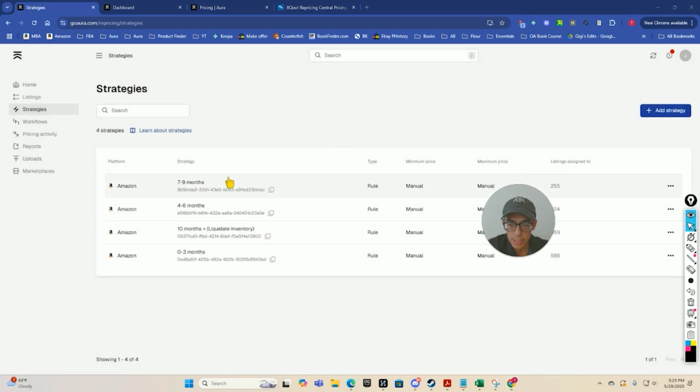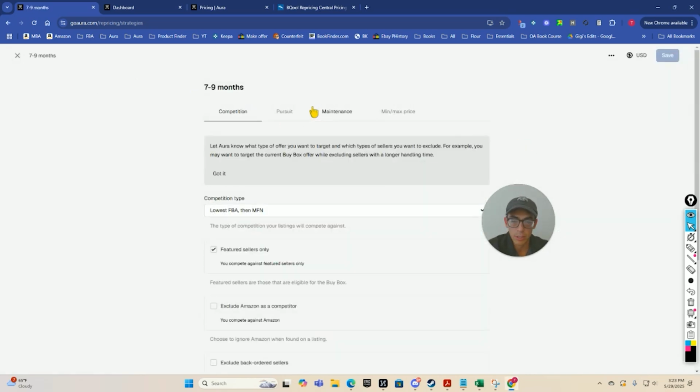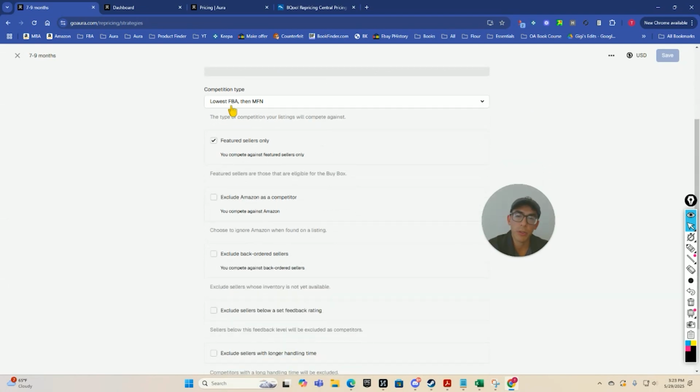Now we're going to go to the 7 to 9 months. Same process. You're going to set up the strategy. Here, what we're now doing is lowest FBA and then merchant fulfilled seller. So the idea is that we're going to compete against the lowest FBA seller. If there is no lowest FBA seller, meaning there's no competition, then we'll go for the merchant fulfilled offer.